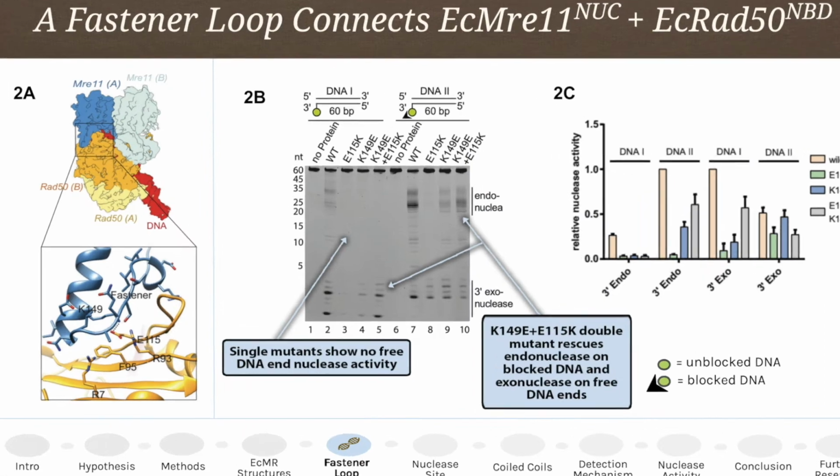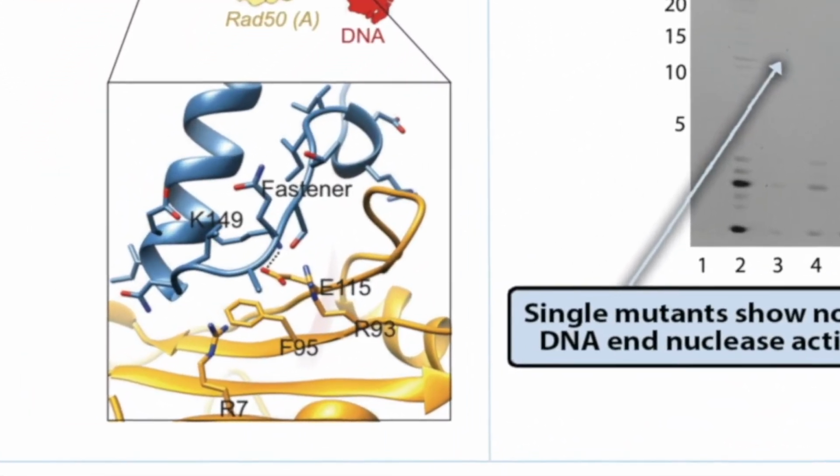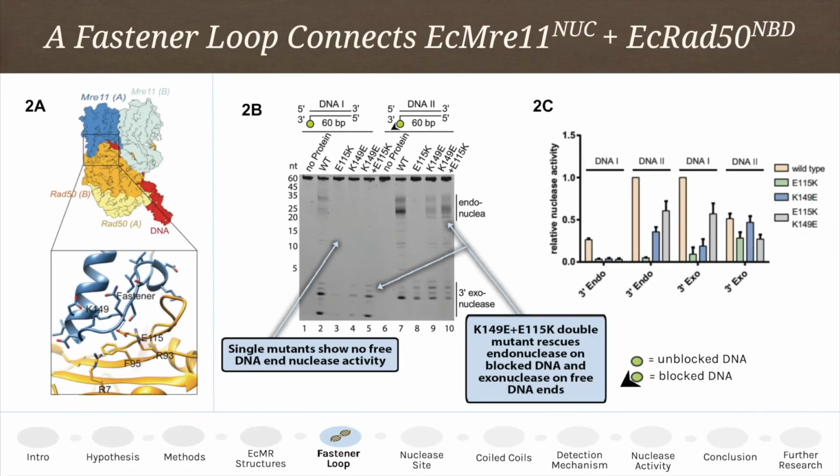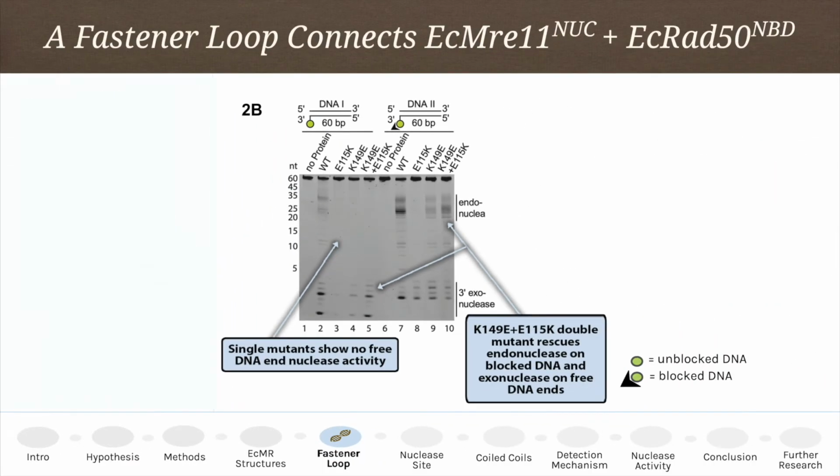To form the cutting state, the phosphoesterase domain of Mre11 is connected to Mre11-Rad50 by a loop, denoted as fastener. The fastener binds the outer beta sheets of Mre11-Rad50 in yellow and holds both domains in place using polar and ionic interactions. To validate the interface, the central K149 and E115 salt bridge connecting the fastener and Rad50 were mutated in DNA1 and DNA2 to show endo and exonuclease activities.